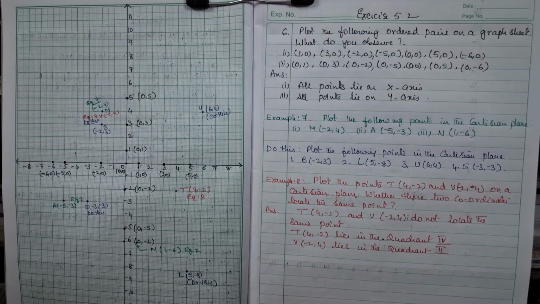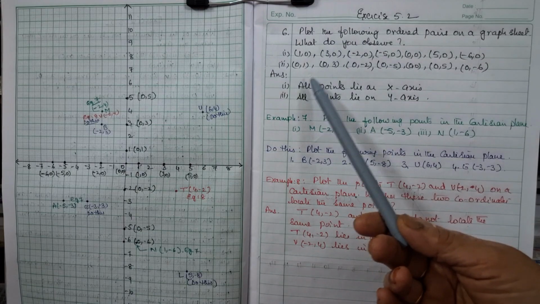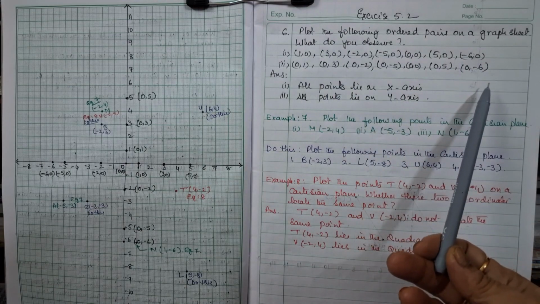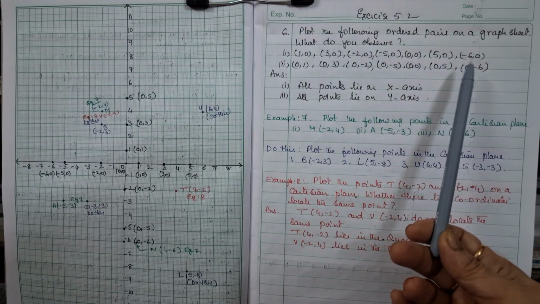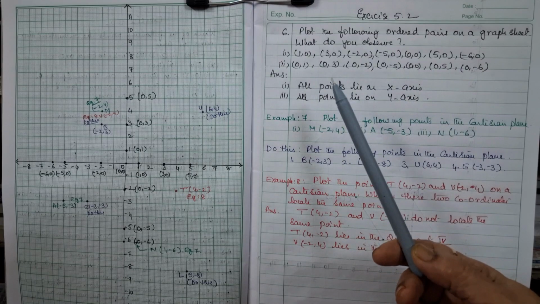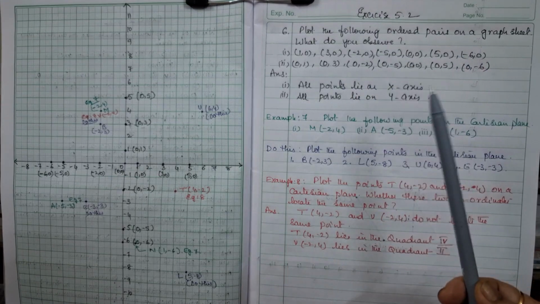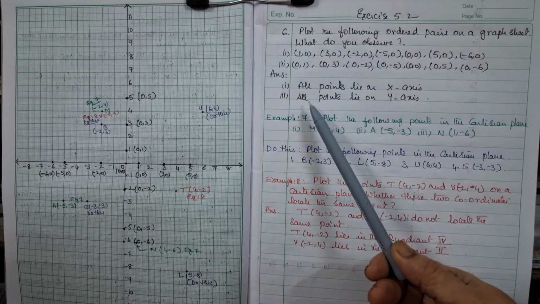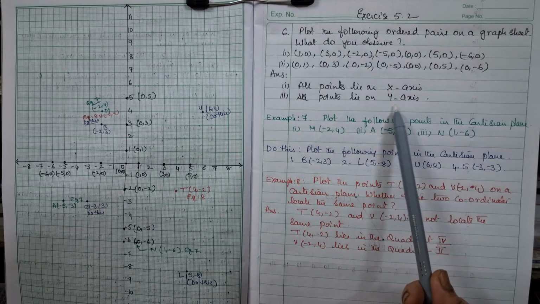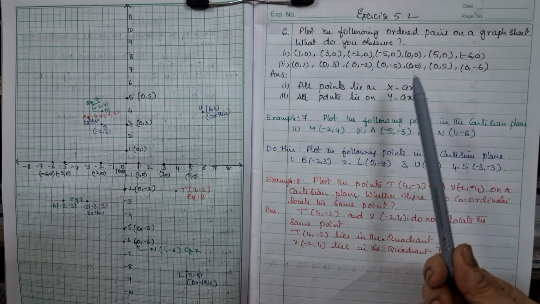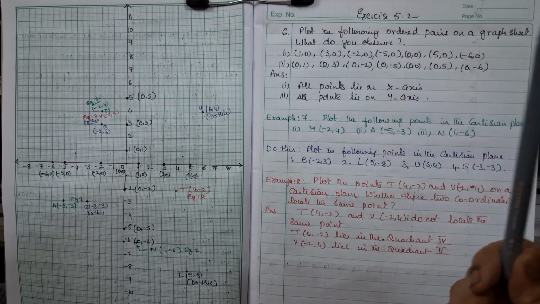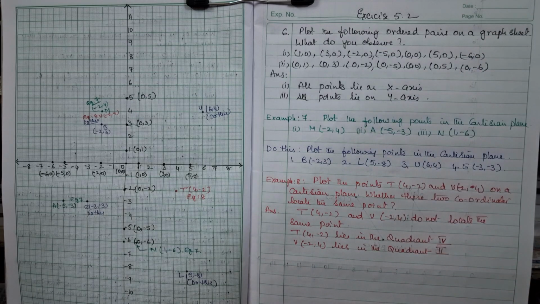So when you see here, all the x coordinates are zeros and y coordinates are having values. So since x coordinate, that is abscissa, is 0, all these points lie on the y axis. This is the sixth problem. Children, the remaining problems also, that is example 7 and example 8.